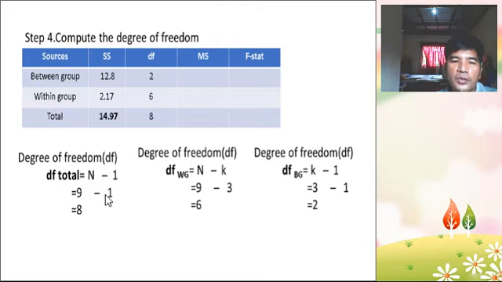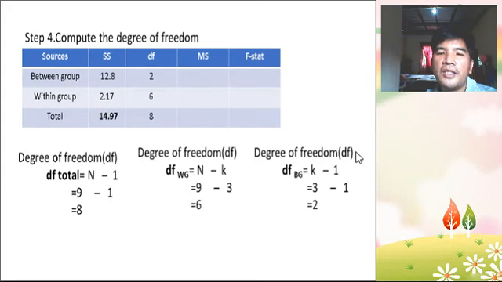So 9 minus 1 equals 8. Then for the degree of freedom for WG, within group, we have capital N minus small k. Capital N is the total number of replications, which is 9. K is the number of treatments, wherein there are 3 treatments. So 9 minus 3 equals 6. That's why this is equal to 6.